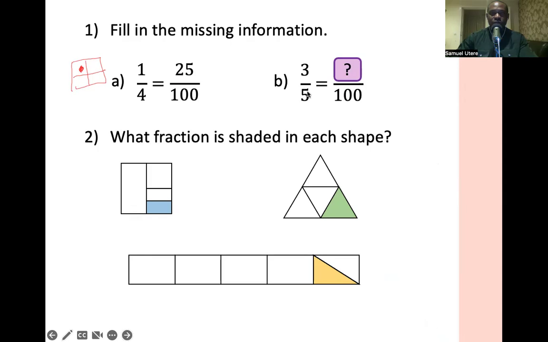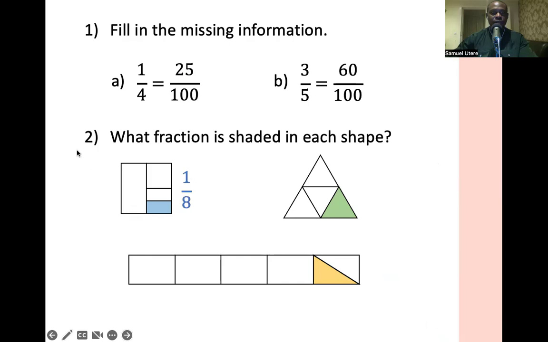Fifths divide the 100 square into 5 equal parts. So if you have a 100 square and you divide it into 5 equal parts, 1, 2, 3, 4, 5, one part is going to be 20 little squares. So 3/5 is 3 lots of that. So it's going to be 60 hundredths. Okay. All right. So that gives us our answer.